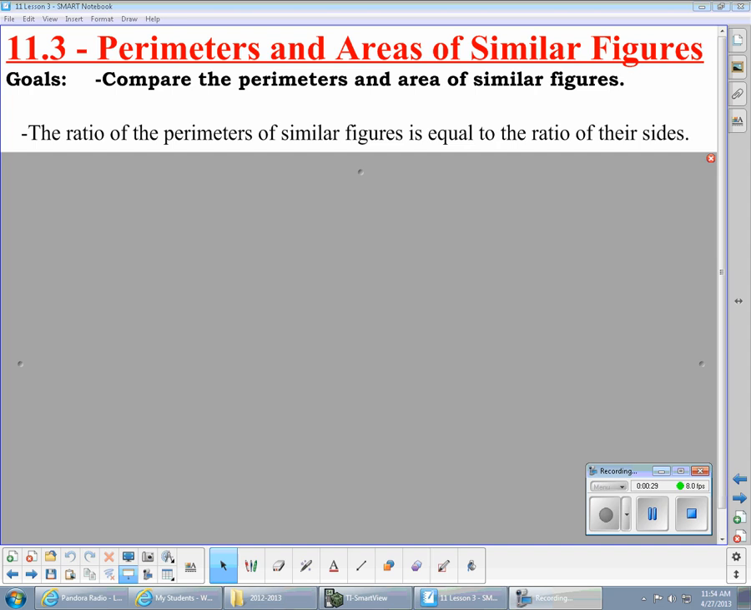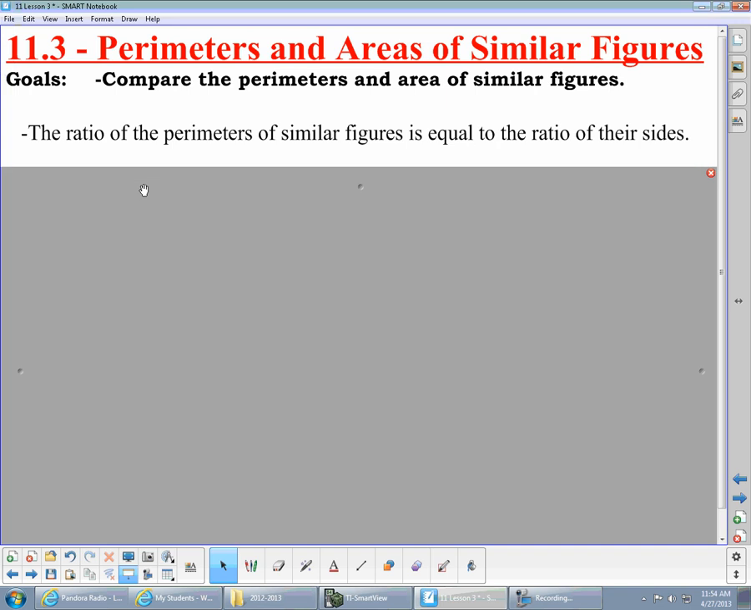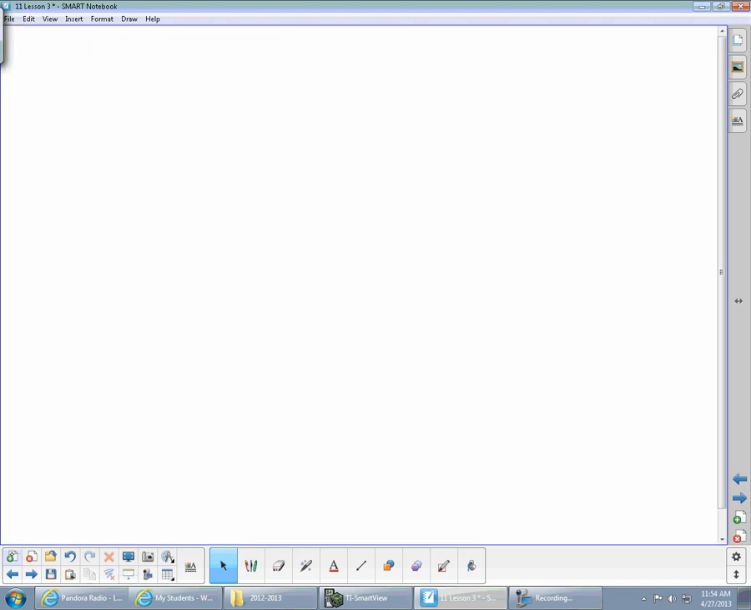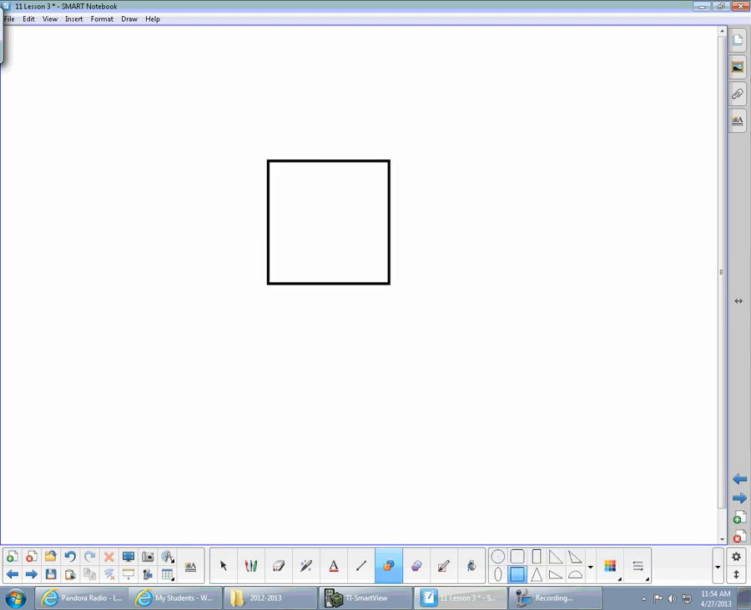So the ratio of the perimeters of similar figures is equal to the ratio of their sides. It's just a good fact to know, but it can be a little confusing because now what we're going to do is talk about the ratio of their areas. To start this, I'm going to add a page and talk about a square, because squares are pretty straightforward to talk about. I'll have a little square drawn here.